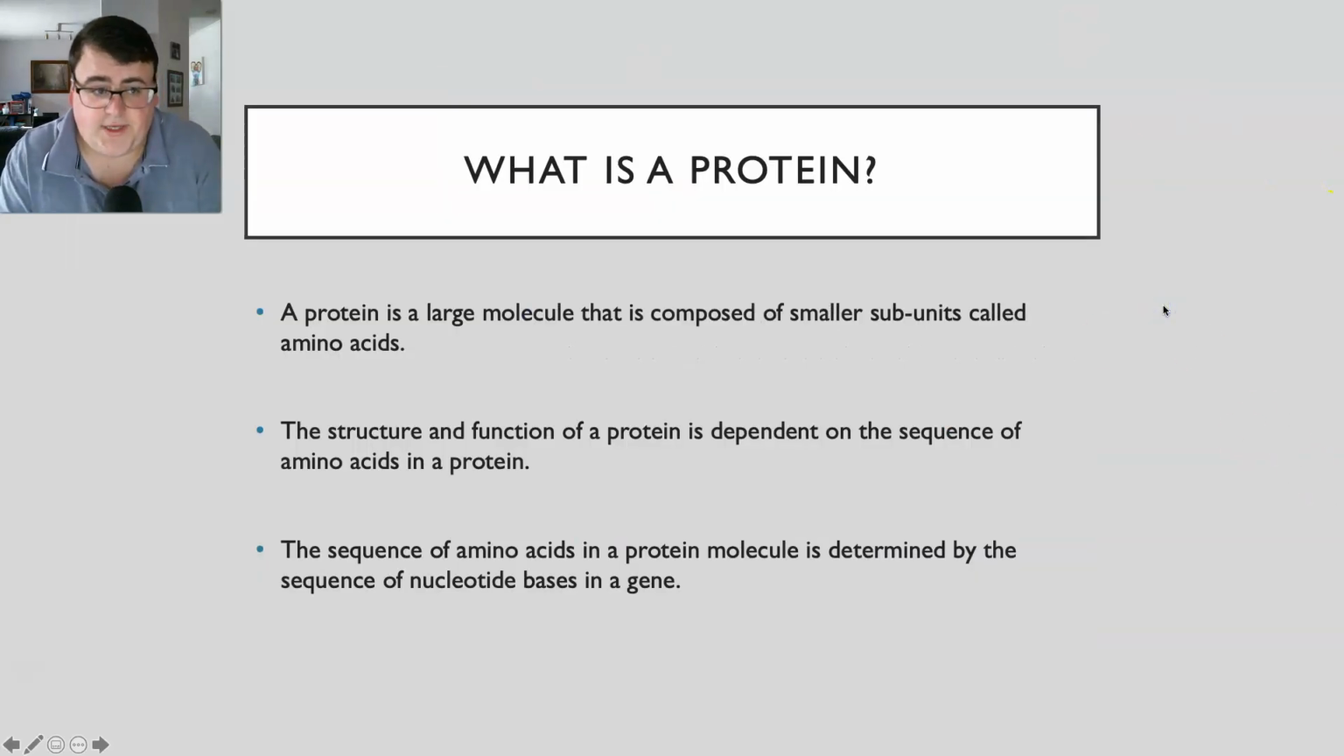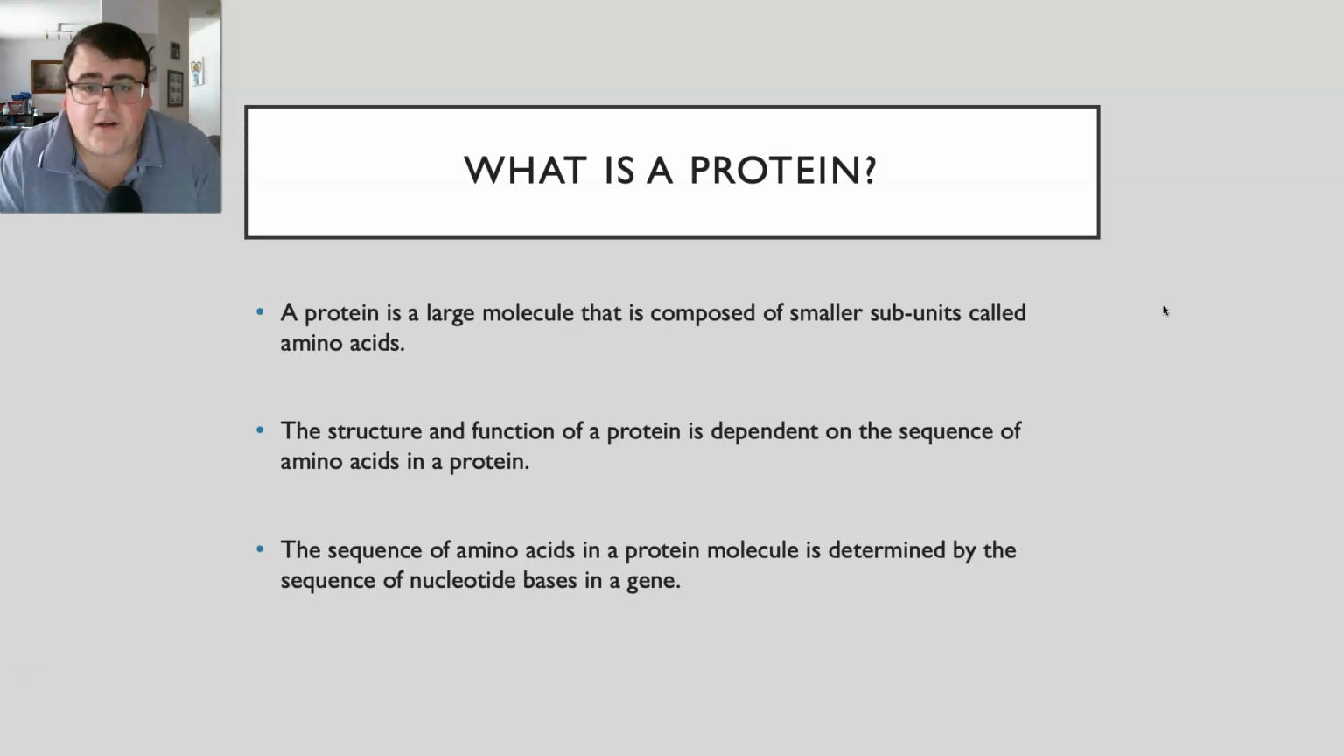So, what is a protein? We know how a gene creates a protein, but what is a protein? A protein is a large molecule that's composed of smaller subunits called amino acids. Okay, so again, like we talked about last week, a protein is a polymer, and the amino acids are the monomers, and they're being built up together to build that protein.